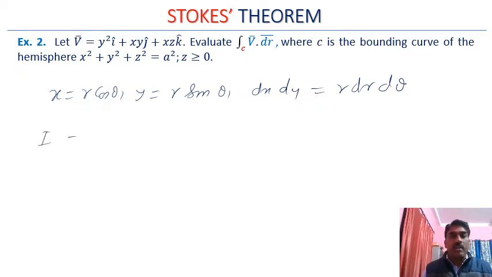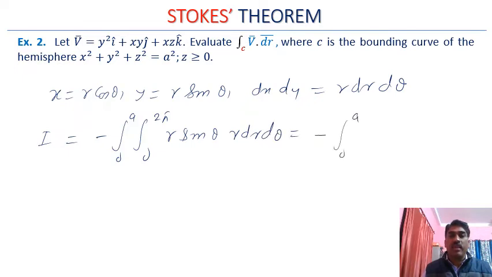So I becomes minus this double integral, 0 to a, 0 to 2 pi, and y is r sin theta, then r dr d theta. You can finally write it as 0 to a, 0 to 2 pi, r square sin theta dr d theta. These can be integrated separately.